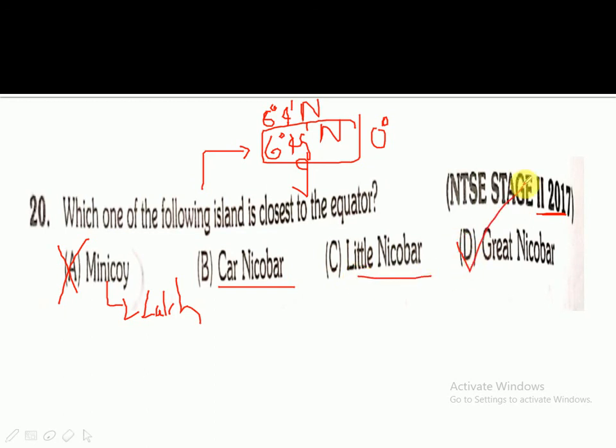It is located in Great Nicobar, which we discussed in the beginning of the chapter, wherein I told you that Andaman and Nicobar as well as Lakshadweep are island groups. Okay, they are formed from a number of small islands, and one such island is the Great Nicobar, which is closest to equator, and the southernmost tip of India, that is Indira Point, lies in the Great Nicobar. It is a very important question for it is asked in many examinations, thankfully even in NTSE Stage 2 2017.